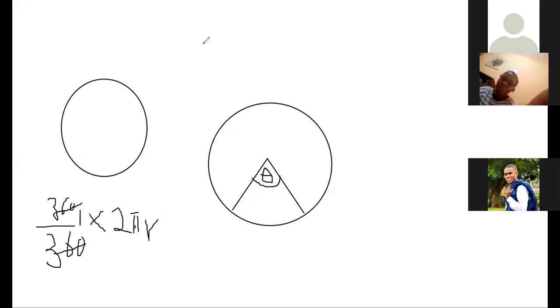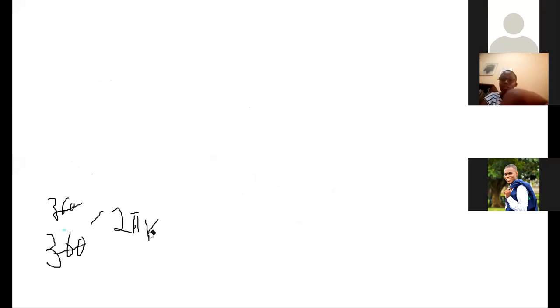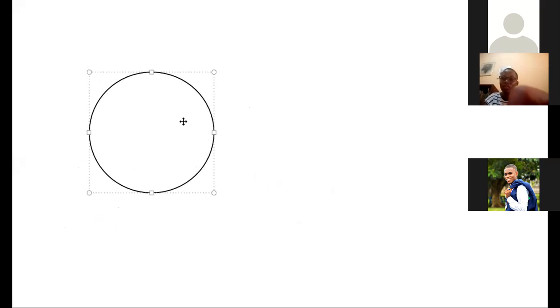Okay, so let me clear everything. So this is the circle. Okay, nice. I'm going over. So this is the circle, okay? And to find the circumference of the circle, the formula is 2 pi r.